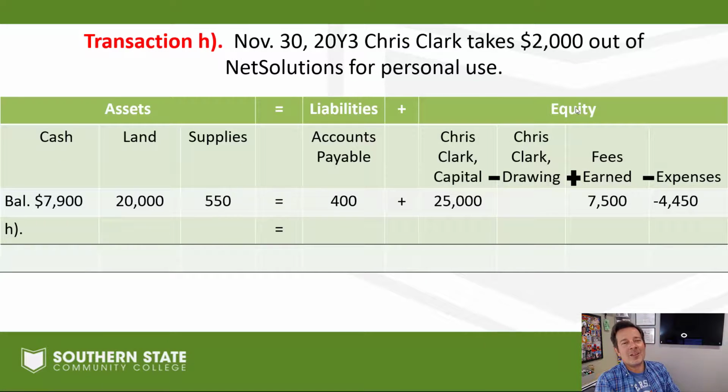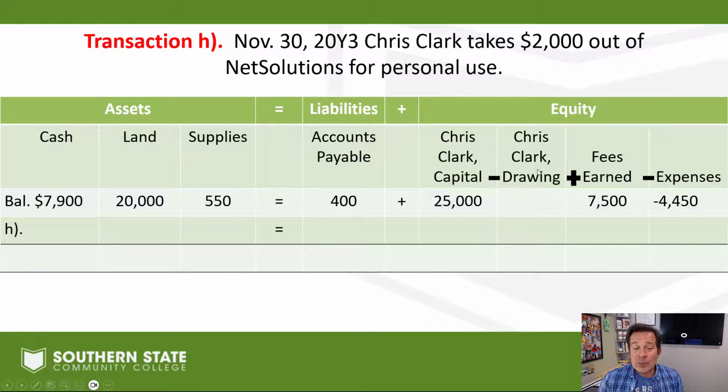At the end of the month, the owner, Chris Clark, decides to take $2,000 out of the business. Again, the business entity assumption, two different things. So the owner's going to take money out of the business, put it in his own personal checking account. And so we need to reflect that money coming out of the business. We'll let Chris Clark worry about his own personal checking account. We're just worried about the business side of things as accountants. So $2,000 out of Net Solutions for personal use.